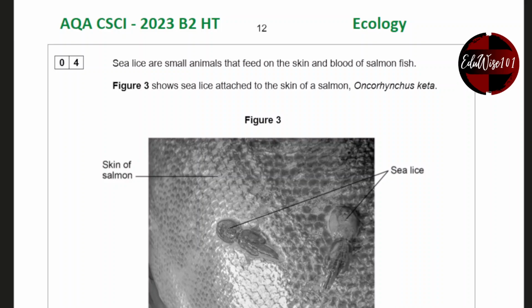In this video, I'm going to go through the AQA Combined Science Biology Higher Tier, Paper 2 from 2023. Question number 4 is on ecology. Sea lice are small animals that feed on the skin and blood of salmon fish. Figure 3 shows sea lice attached to the skin of a salmon.